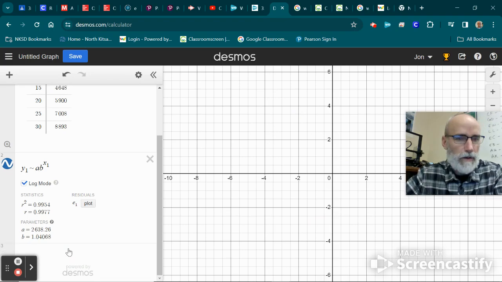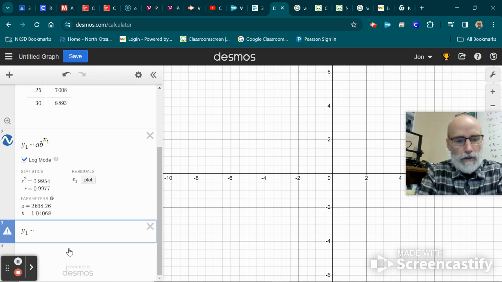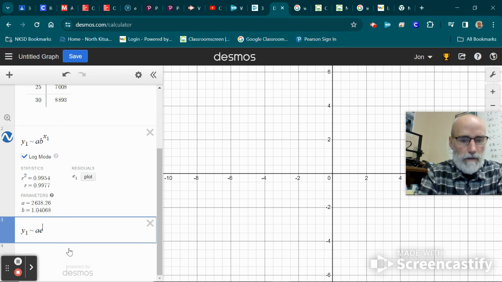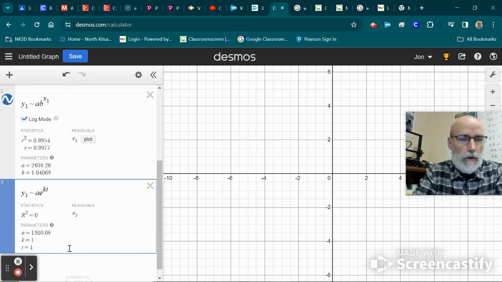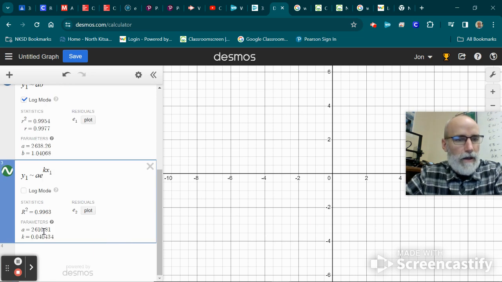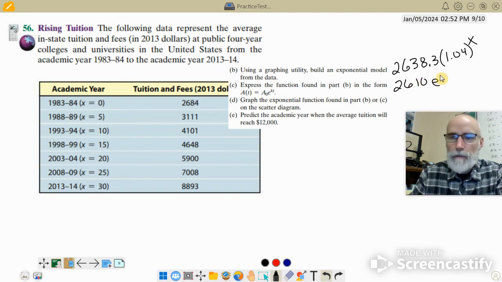We go down here and we say y sub 1 tilde, and we go A e to the kt. All right. Oh, wait, not kt. We want kx sub 1. Otherwise, it won't use our data. And now we've got 2610 for our A, and our K value is 0.04. So 2610 e to the 0.04x. And again, these rounded numbers that we got going on are somewhat bad form.